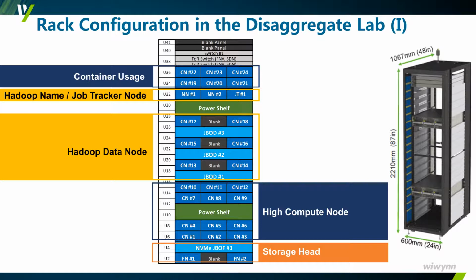As you can see, the top zone is for container usage. Next to it is the Hadoop name node and then job tracker. The next zone is called Hadoop data. And we have high compute, and the bottom is storage head.